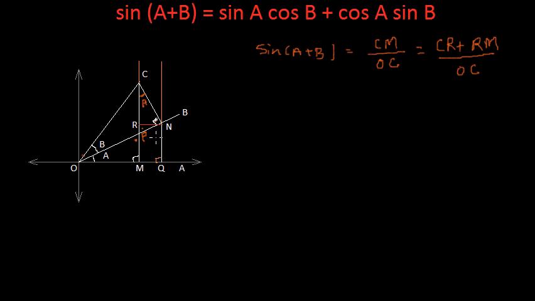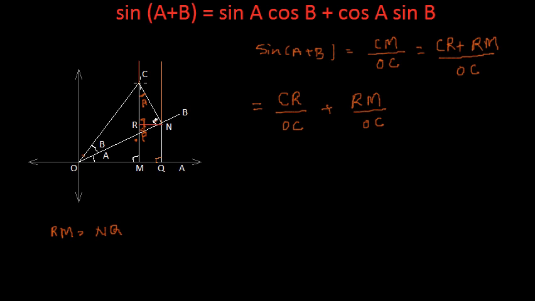And here this quadrilateral RNQM is actually a rectangle, because RN is originally perpendicular to line CM, right? That means this angle is 90 degrees. That means angle NRM is also 90 degrees. This is also 90 degrees. And if three angles are 90 degrees, the fourth angle will also be 90 degrees, because the sum of all the internal angles of a quadrilateral is 360 degrees. So angle RNQ will also be 90 degrees. So that makes RNQM a rectangle. That means line RM will actually be equal to NQ. So I can peacefully write NQ in place of RM. So this will become CR by OC plus NQ by OC.